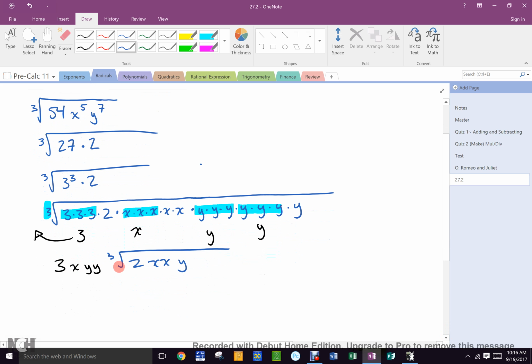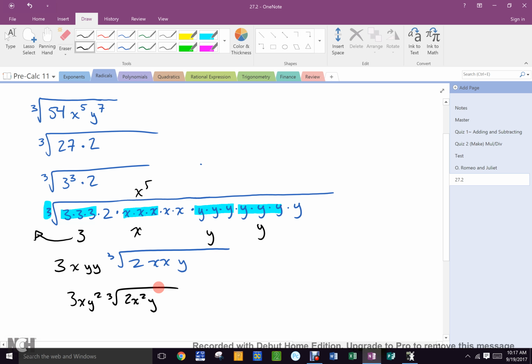Now in math class, we would never write that. What do we write? 3xy squared cube root 2x squared y. Does everybody understand? This is what's really happening. The shortcut is groups of 3. I had x to the 5th, so I can fit one group of 3 with the remainder of 2. 7 y's, so I can get out 2 groups of y's with the remainder of 1. But we would never write 1 as an exponent.